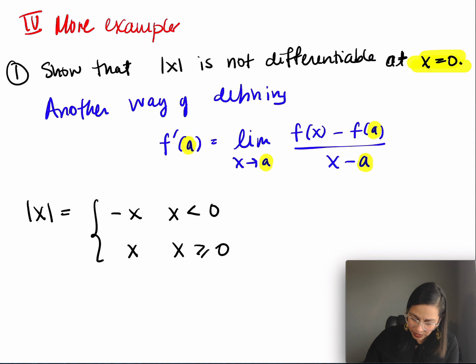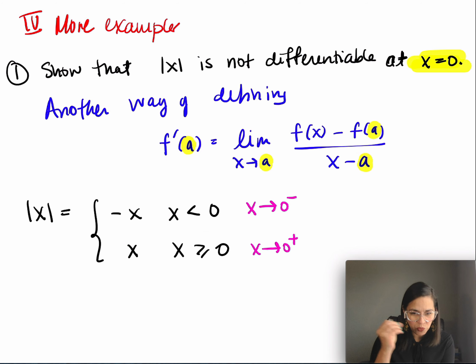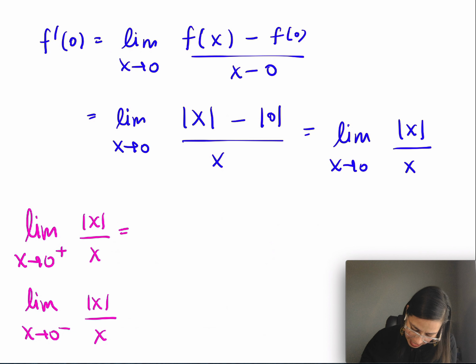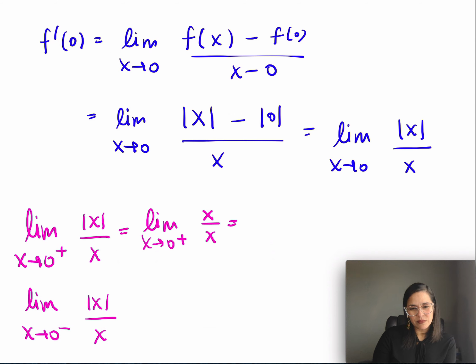If I'm using this definition for x less than 0, then this is what happens when I approach 0 from the left. And this is what happens when I approach 0 from the right. So I get to replace my absolute value with the definition, since I'm taking the one-sided limit. So what do I get here? I get that this is just the limit as x goes to 0 from the right of x divided by x, equal to the limit as x approaches 0 from the right of 1. I get 1.